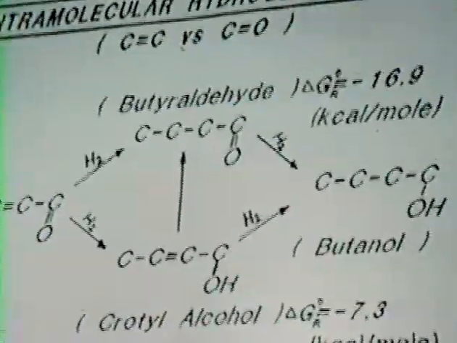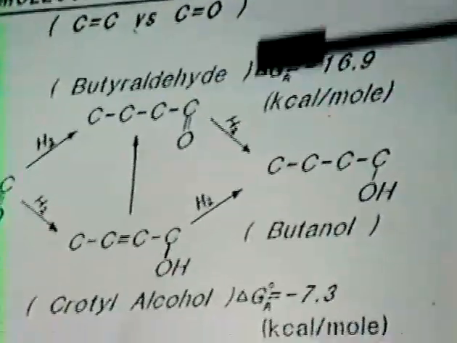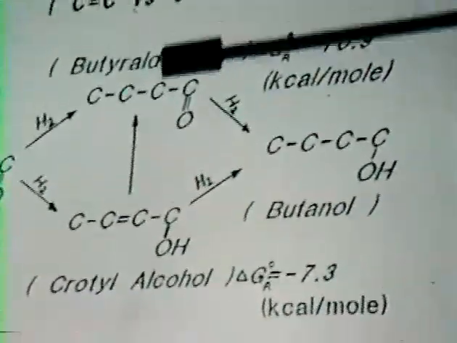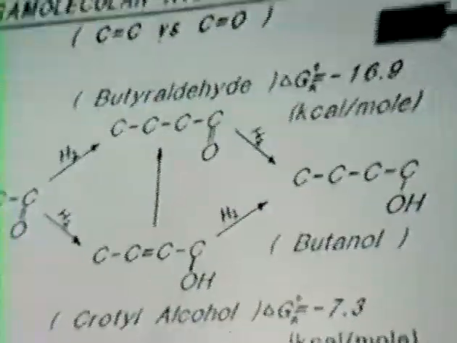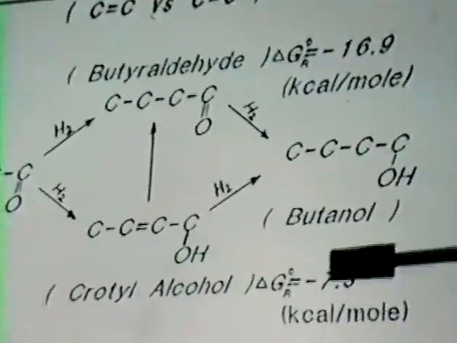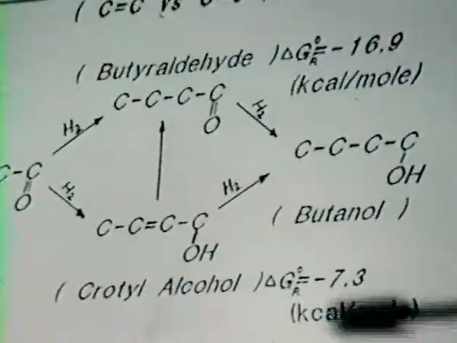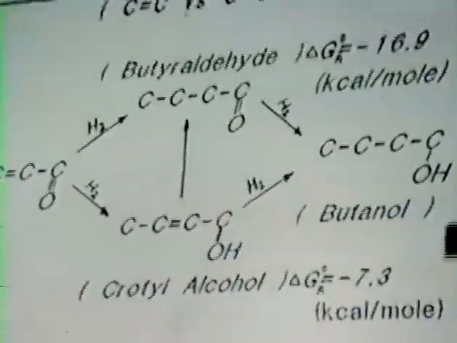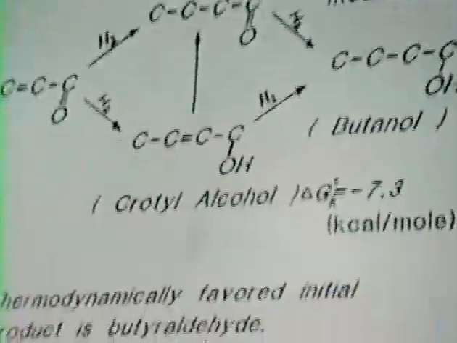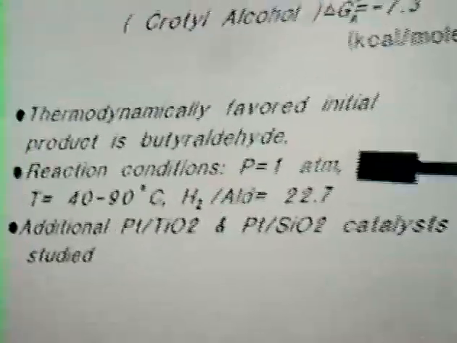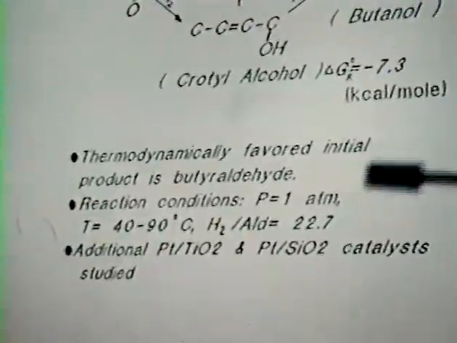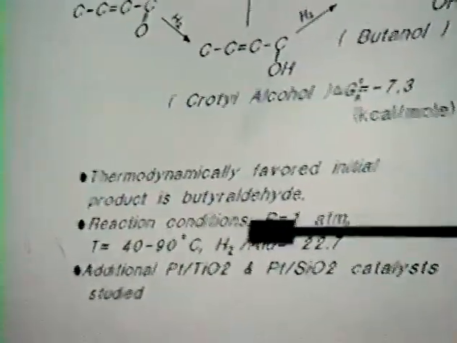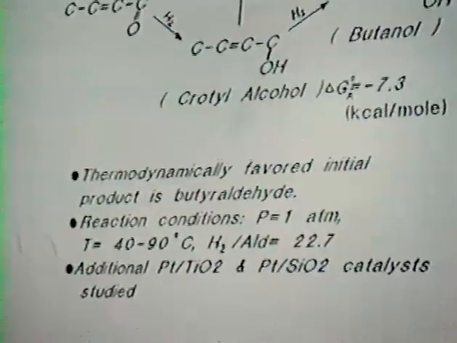If we look just at the thermodynamics involved, of the two intermediate compounds that are formed, butyraldehyde or crotyl alcohol, we see that the free energy certainly favors the formation of the butyraldehyde. And the free energy change is about double that of the crotyl alcohol. Of course, complete hydrogenation of both the bonds gives you butanol. Now, our typical reaction conditions are cited here. These are slightly above room temperature, 1 atmosphere pressure, quite high ratios of hydrogen to the reactant.